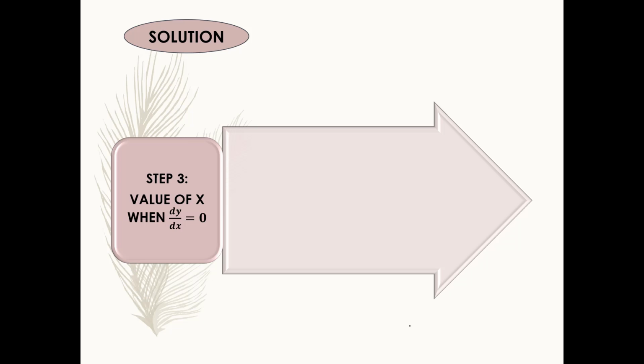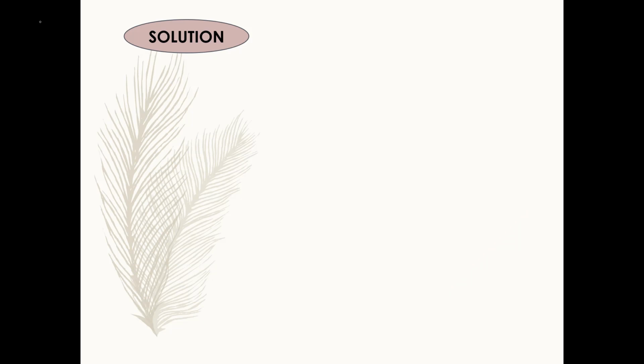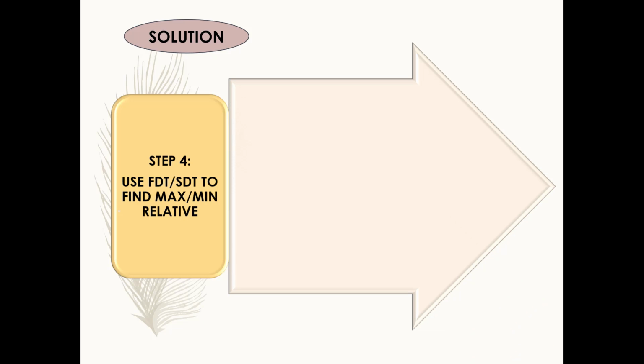Okay, step number 3, you need to find the value of x when dV/dx is equal to 0. So when dV/dx is equal to 0, you will get (12 minus 2x)(12 minus 6x) equals 0. So when 12 minus 2x equals 0, you will get x equals 6. And then 12 minus 6x equals 0, and then you will get x equals 2.